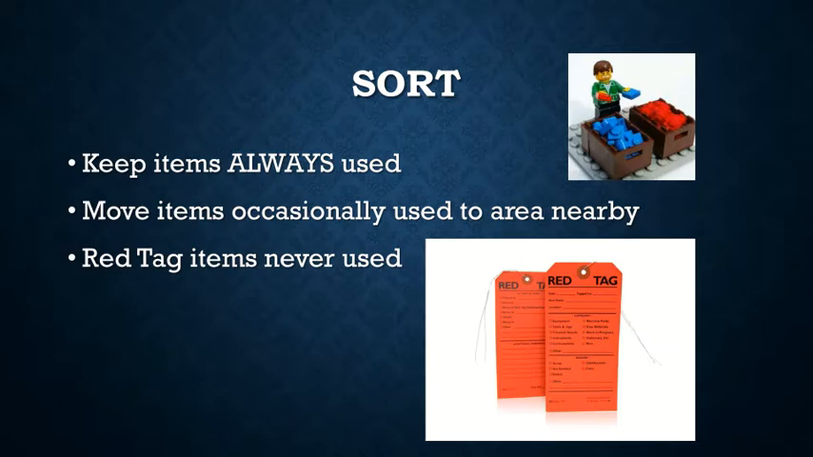You move items that you occasionally use to an area nearby. So let's say you maybe use these once a month, you can have them a few steps away so that they're still near you, but they're not within arm's reach. And things that you never use can be red tagged and moved to a separate area. Of course, if you're at home, you probably won't red tag, but if you're at work, you'll red tag, and you can move it to a separate area and see what you haven't used for a year. If it's still sitting there for a year later unused, then it's definitely time to get rid of it.